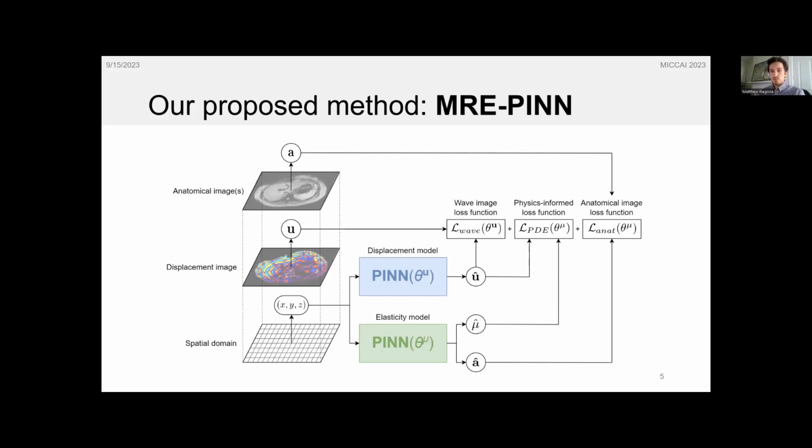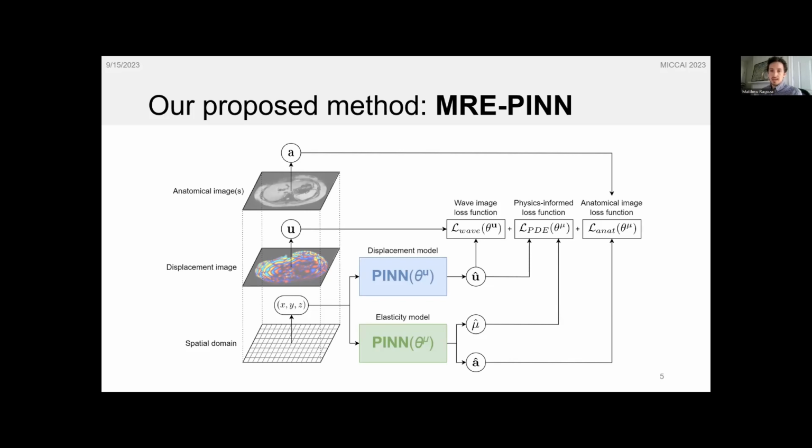In this work, we used physics-informed neural networks to solve the inverse problem of elasticity reconstruction. Physics-informed neural networks, or PINNs, are a method that uses neural networks to solve PDEs. A PINN is a neural network that learns a mapping from coordinates in some spatial domain to physical values in that domain, such that a partial differential equation is satisfied.